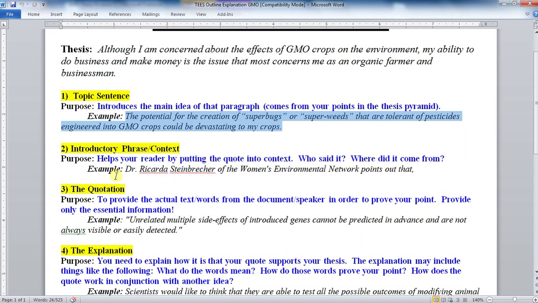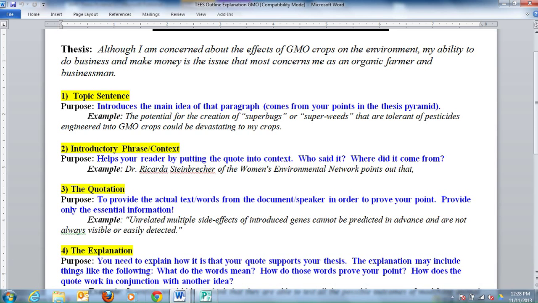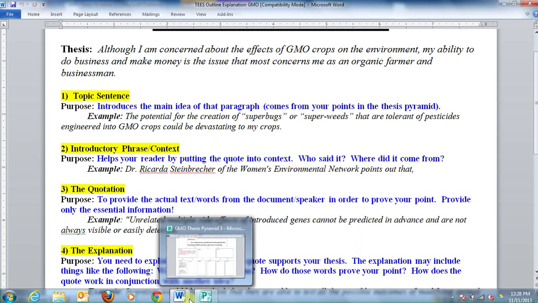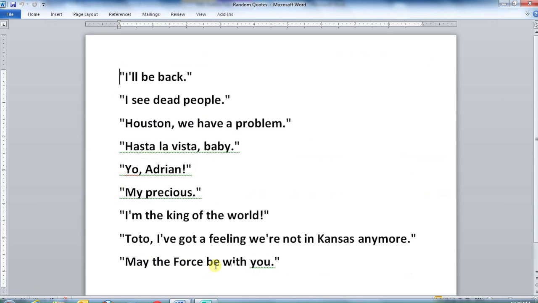So the second part of that is the intro phrase. So the T is for topic sentence, and then we have our first piece of evidence, which has two parts, the intro phrase, the context, and the quotation itself. If we think about the goal of the context, the goal of the context is to really help your reader know where your quote is coming from.